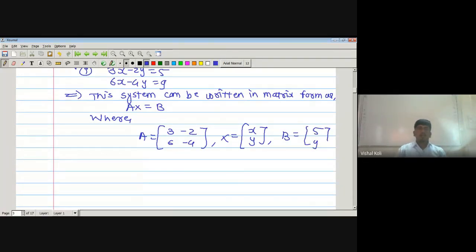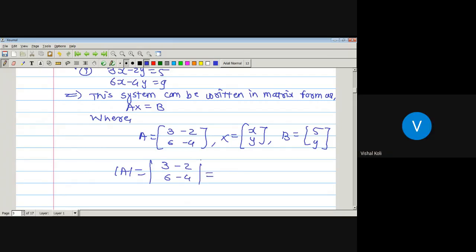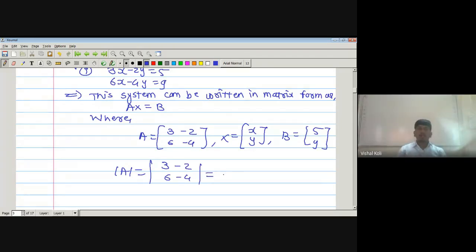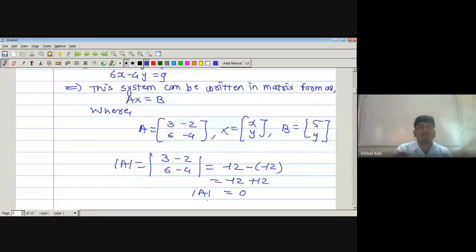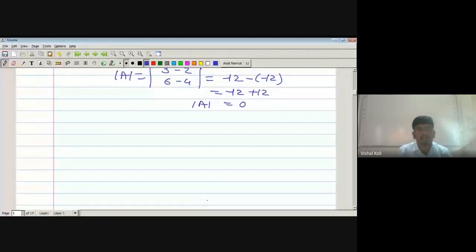Okay. Now first find the determinant of A. So determinant of A equal to 3 minus 2, 6 minus 4, and its determinant value is 3 into minus 4, which is minus 12, minus 6 into minus 2, minus 12, minus of minus 12. This is nothing but minus 12 plus 12, which is equal to 0. So here determinant of A equal to 0.